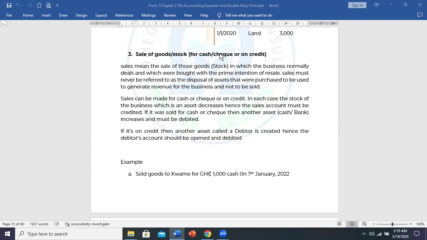Okay, so when we sell goods for cash or check, an asset stock would decrease and asset cash or bank would increase. However, if we sold it on credit, it means we didn't take the money. The customer will pay later, and for that matter, the customer becomes a debtor to the business. In that case, the stock will still decrease, but there's going to be an increase in another asset, which is debtors.